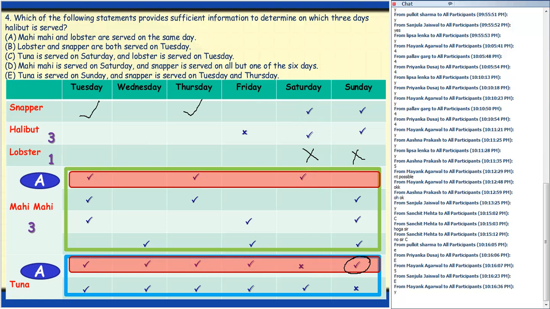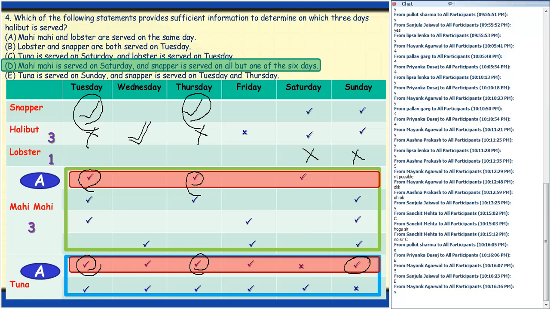So you can see it here. One item, two item and three item for Tuesday are done. Thursday's 1, 2 and 3 items are done. Which means halibut cannot be served on Thursday. Halibut cannot be served on Tuesday. Only one choice remains for halibut, that is Wednesday. So that's right. The correct answer is option E, not D. It was marked wrong. The correct answer is option E. Is that clear? Can we move to the next question? Or in fact, next set.